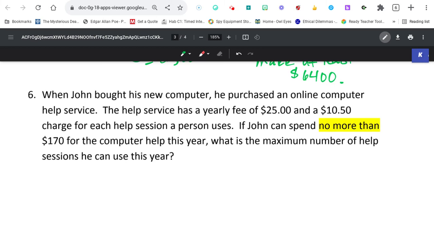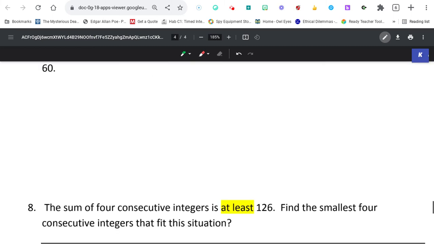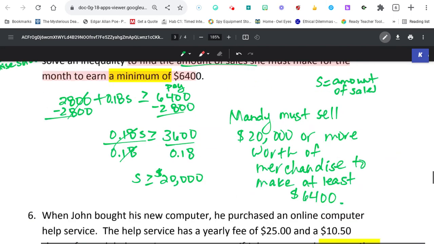All right, guys, we're going to finish up the section on inequality word problems. So we'll start off on number 6 and work our way to number 9. Yes, the consecutive integer problems.